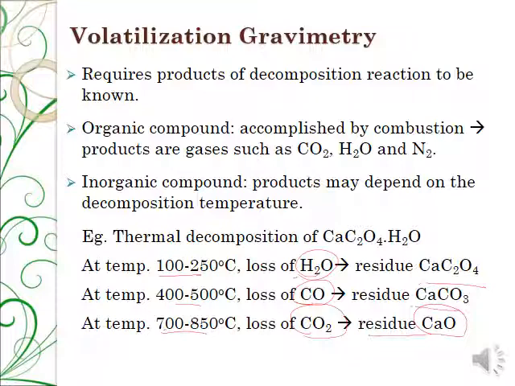So this is an example of an inorganic compound. The product depends on the decomposition temperature. At lower temperature, the volatile species is water vapor. At moderately high temperature, the product is carbon monoxide. At higher temperature, the volatile species is carbon dioxide.